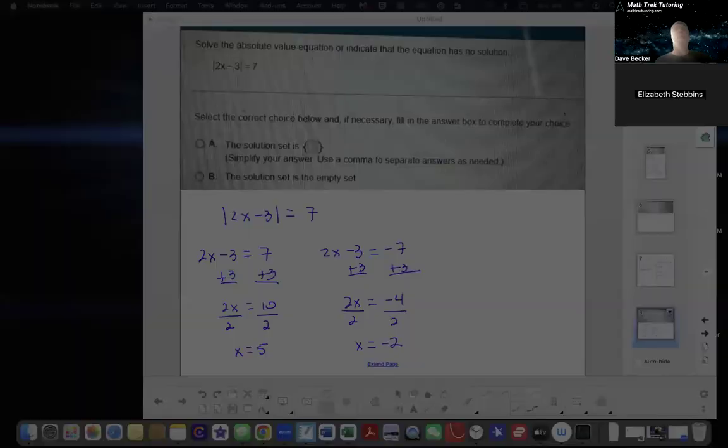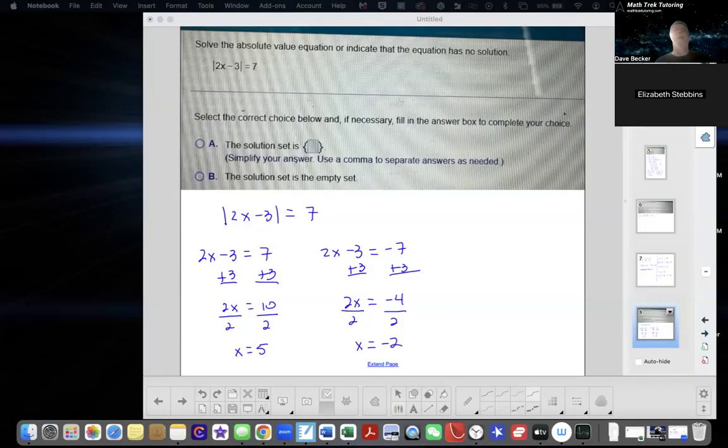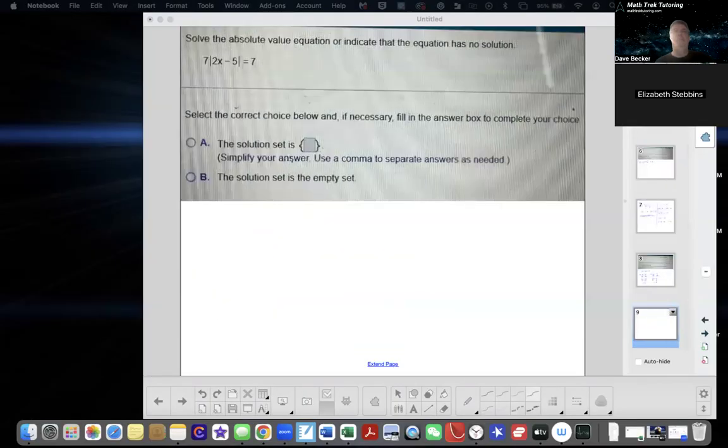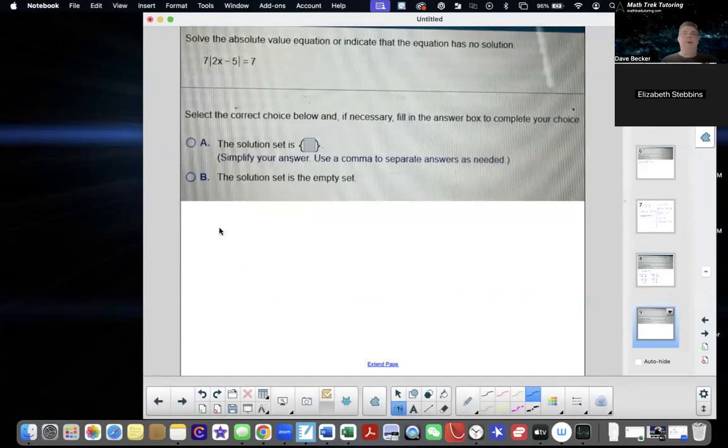Now, in order to do that, you have got to get the absolute value all by itself. Okay, so here we got a pesky 7 out in front of the absolute value. And the temptation might be to multiply the 7 through, because if we had 7 times 2x minus 5, that's equivalent to 14x minus 35 if I multiply through by 7, right? Right. Can't do that with absolute value.